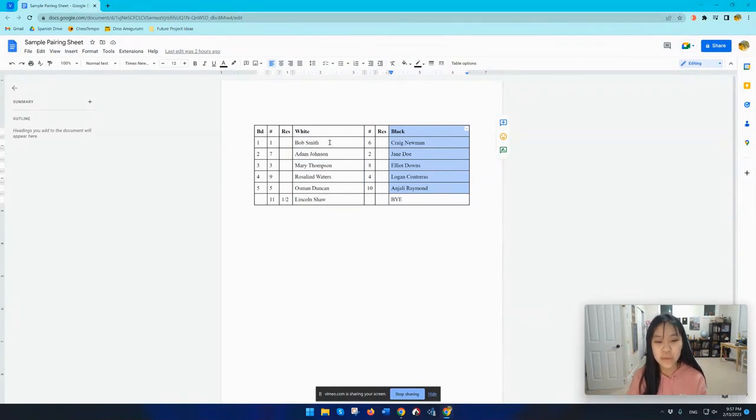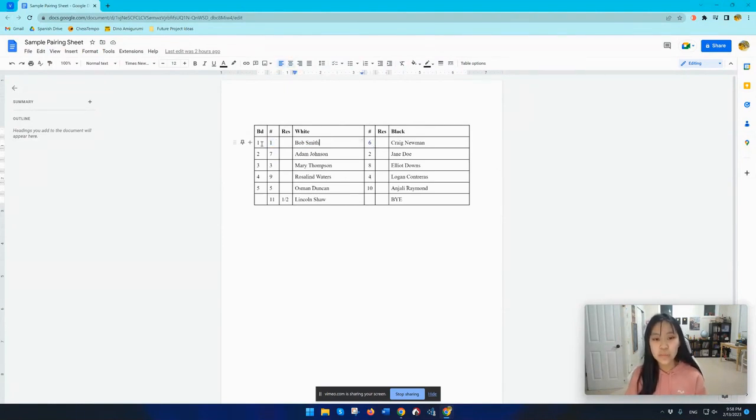So let's imagine for a moment that we are Bob Smith and we're trying to find our pairing. In this situation, first you would find your name on the pairing sheet. Here it is under the column white. That means that if we are Bob, we will be playing white. And our opponent, if we look in this row, is this person named Craig Newman. So Bob will be playing against Craig. Then we look to the left, we see our board number 1. We see that as Bob, we were the highest rated seed going into the tournament, and our opponent is the 6th highest rated seed going into the tournament.